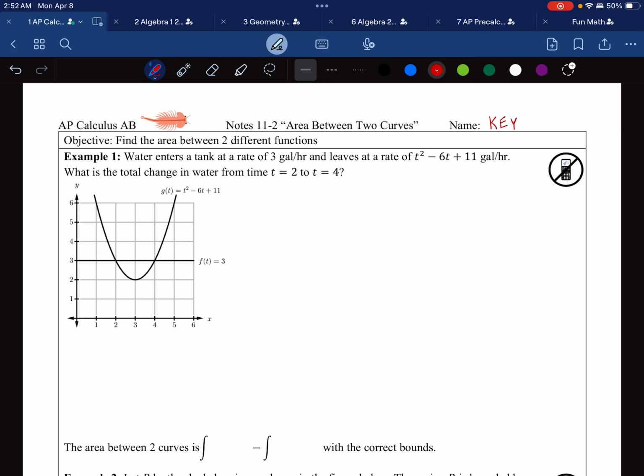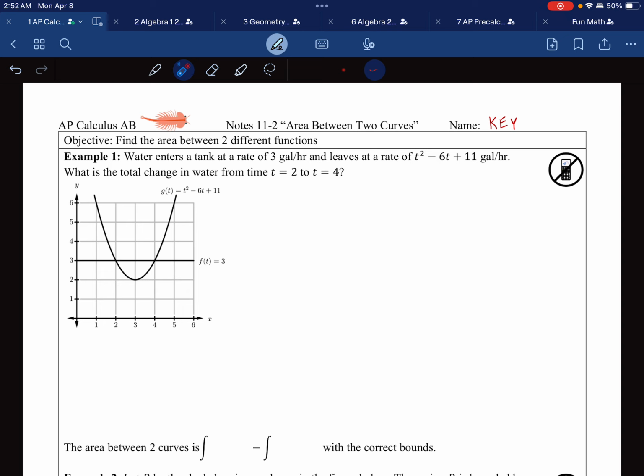This is AP Calculus AB, Note 11-2, area between two curves. Our objective today is to find the area between two different functions, which is a little bit different than our last lesson, because in 11-1 we were finding the area underneath curves. Now we're between two curves.